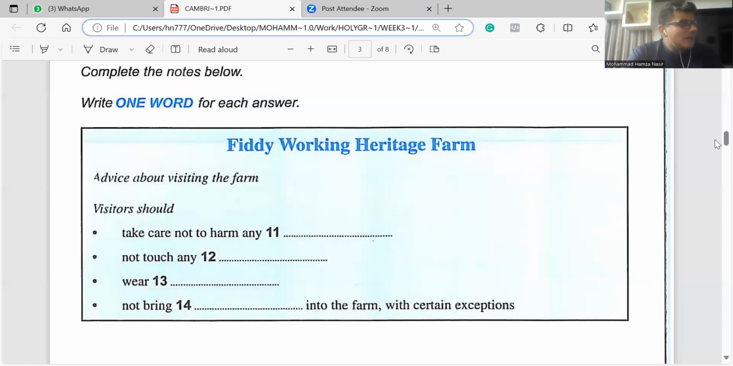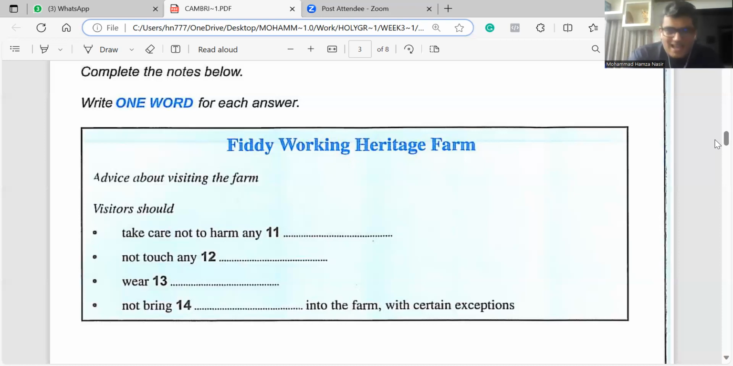Not to harm any, what could that be? Not harm any property, not harm any animals, okay? So these are plausible answers that we have to prepare when we are getting the answer from the recording. Number 12, not touch any, so touch is the keyword.